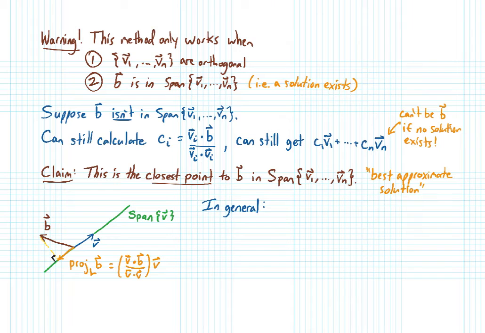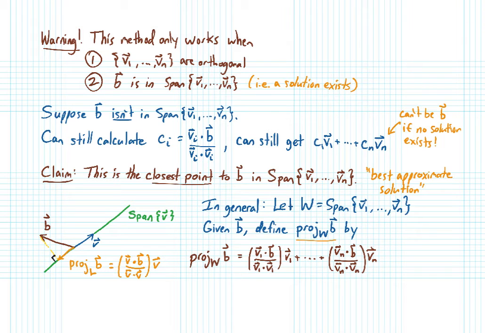So the general picture is just a higher dimensional version of this. The span of the vectors v1 to vn is going to be some kind of a subspace, and so let's just call that subspace w. And then if you have some vector b, then you can define the orthogonal projection of b onto w by this formula. And this will give us the closest point to b in w.